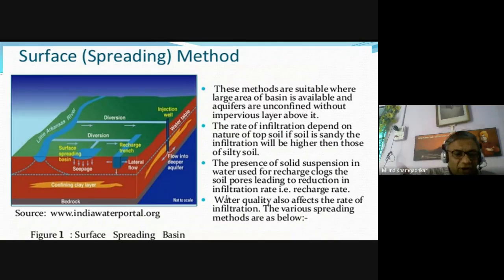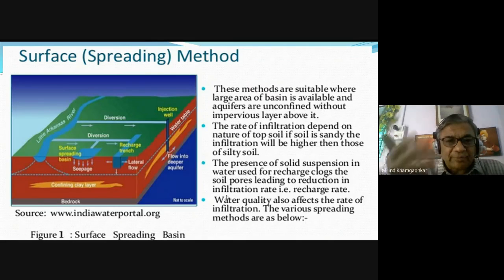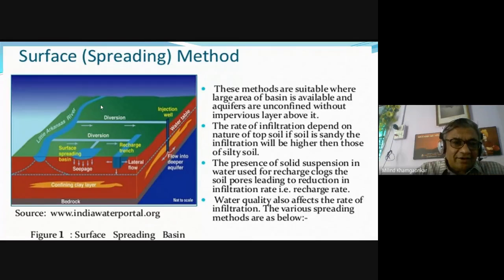Then again another method, the first is the channel spreading we have discussed. Another method is surface spreading. इसमें क्या किया जाता है कि जैसे ये स्ट्रीम है, एक आधी नदी है, ये बहते हुए नदी में से either perpendicular to the stream some ditches or some furrows या नालियां बोलेंगे हम, ये नदी में से एक्सकवेट की जाती है.